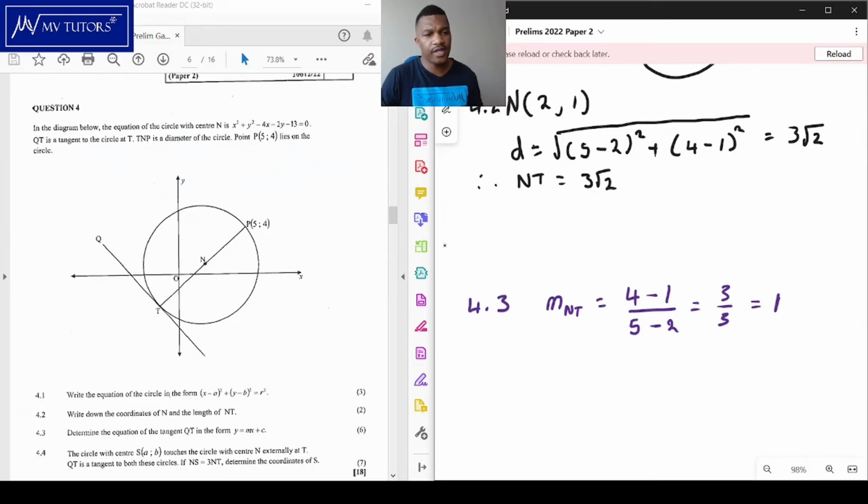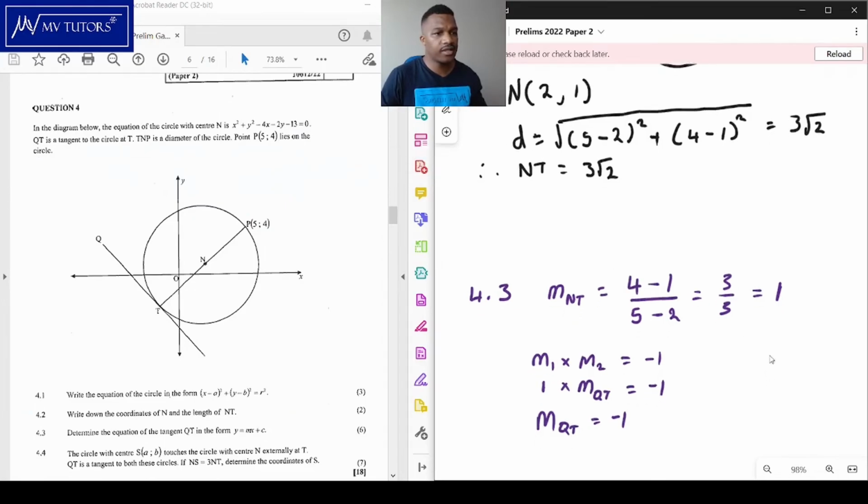And we know that the tangent is always perpendicular to the radius, so m1 times m2 is equal to minus 1. Remember that, which means the gradients of perpendicular lines, if you multiply them, equal minus 1. Now we have the gradient of NT, which is 1. Now we want the gradient of QT. So the gradient of QT is simply going to be minus 1. All right. Okay, so let's move on swiftly.